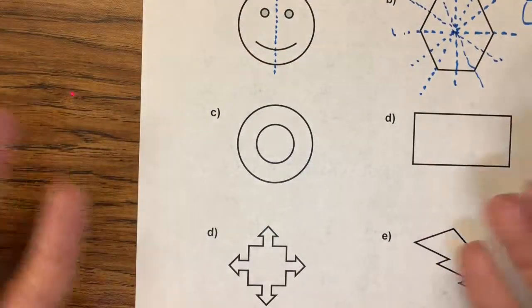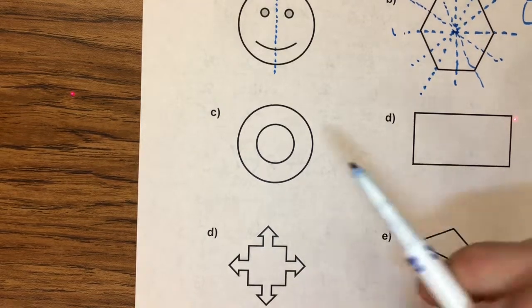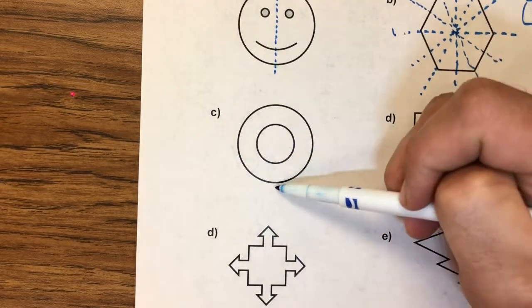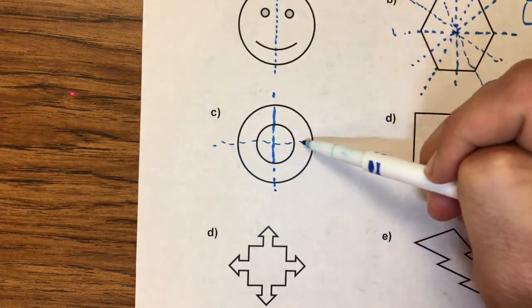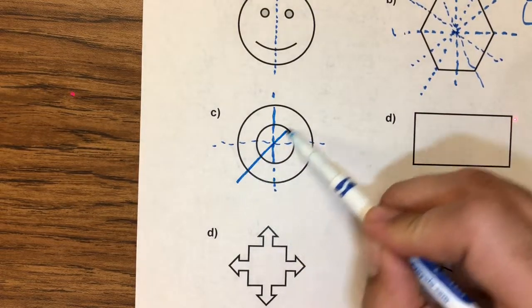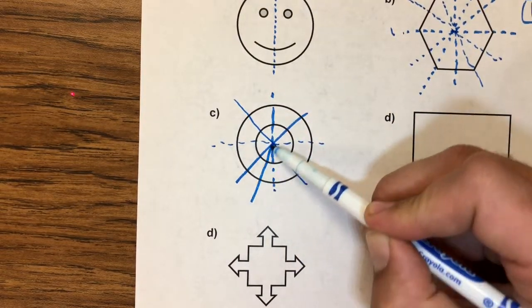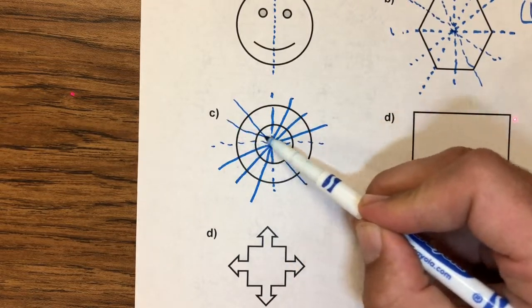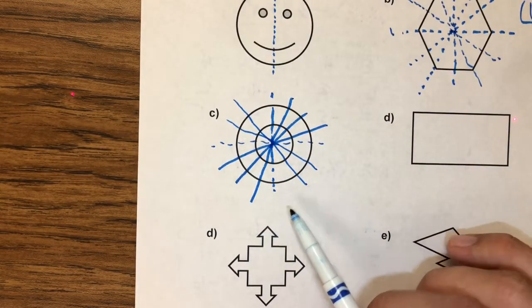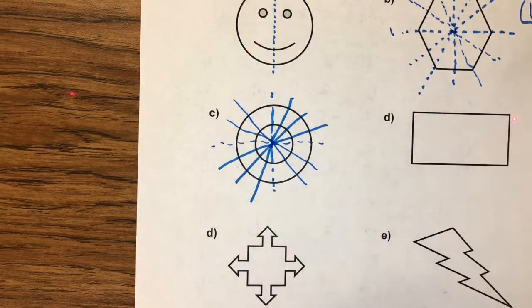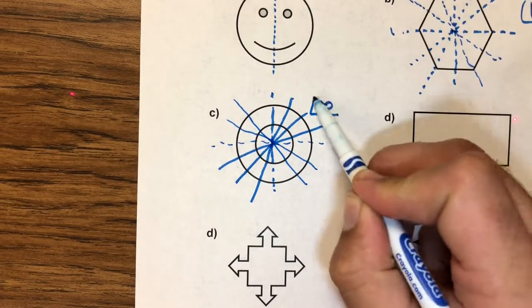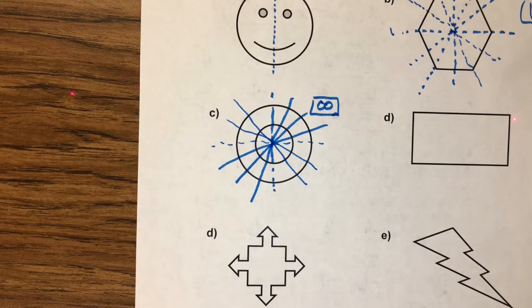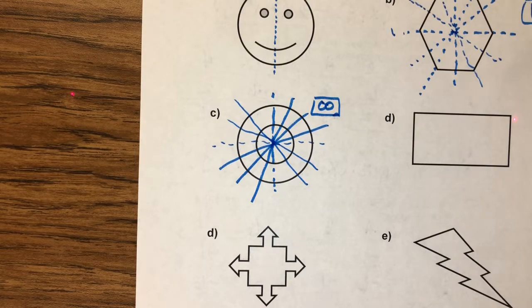Okay, C is very interesting. We got 2 circles here, a donut, however you want to look at this. Obviously we can fold it right down the middle that way. We can fold it down the middle this way. But then we can also fold it multiple different ways over and over and over again. So on this one, we can come up with as many possible lines of symmetry as imaginable. So what we'll say here is infinity lines of symmetry. There's an infinite amount of lines that we could put and make symmetrical lines.